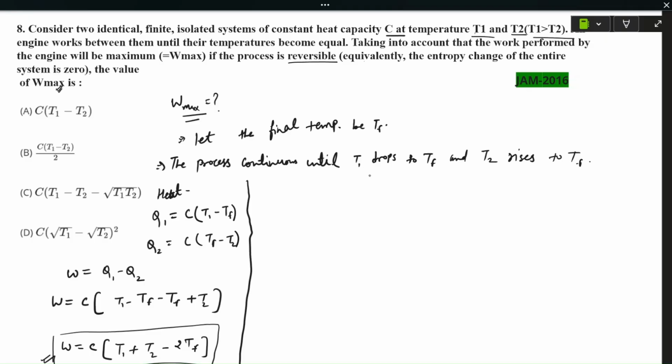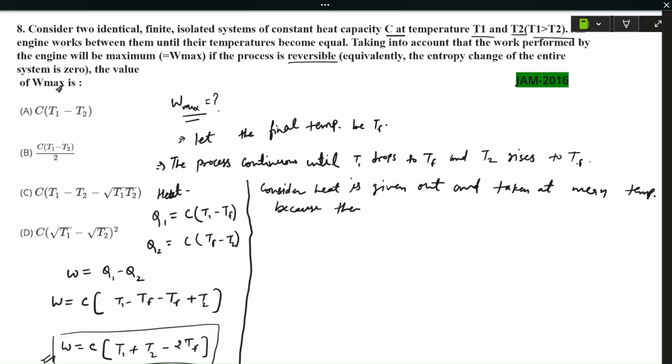So consider the heat is given out and taken at mean temperature, because there is no reservoir.